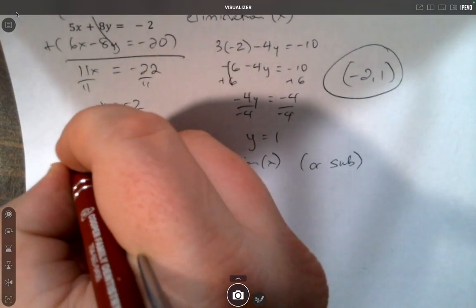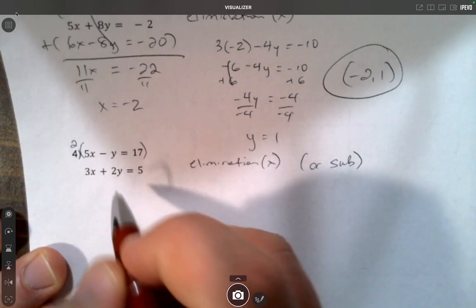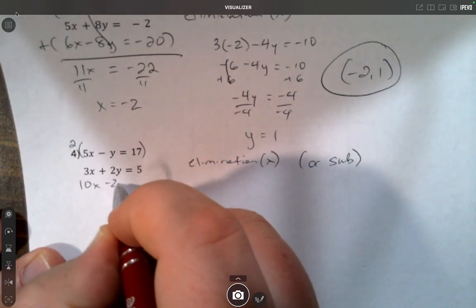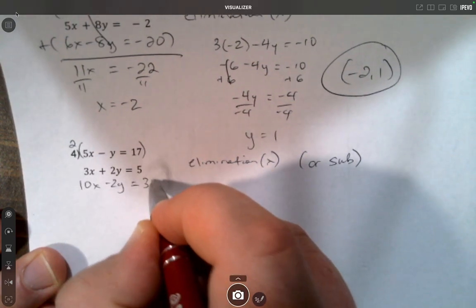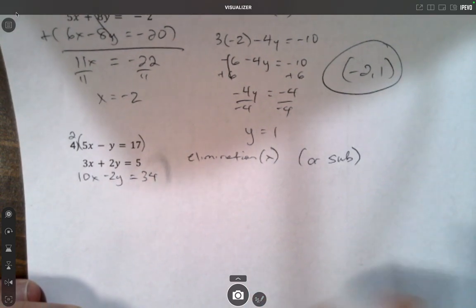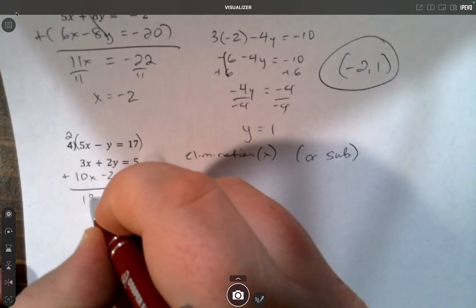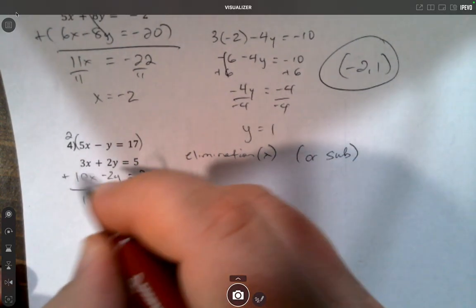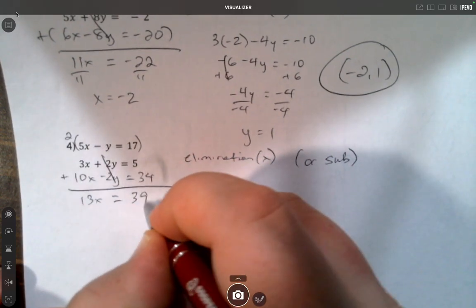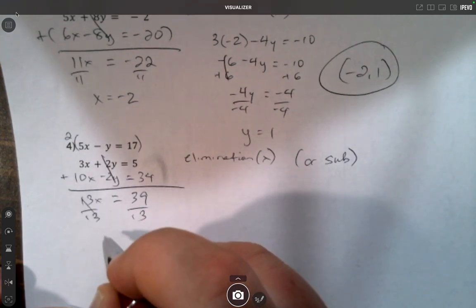So I'm going to double this top equation, because that'll make it so these two variables, their coefficients match. 2 times 5x is 10x. 2 times negative y is negative 2y. 2 times 17 is 34. Since they have different signs, we'll add the two equations together. 3x plus 10x is 13x. 2y plus negative 2y is 0. Those are eliminated. 5 plus 34 is 39. We divide both sides by 13, and we get x equals 3.